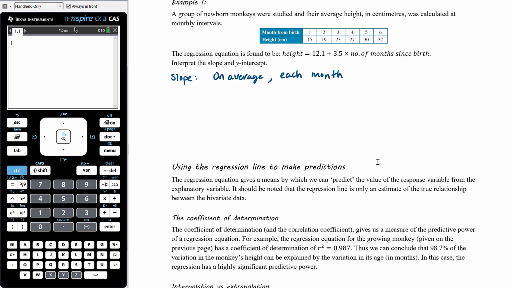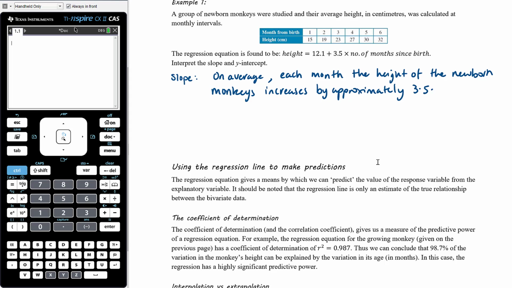So each month, on average, for every 1 month increase, the height of the newborn monkeys increases by approximately 3.5 centimetres. On average each month, so for every 1 month increase since birth, the height of the newborn monkeys increases by approximately 3.5 centimetres.